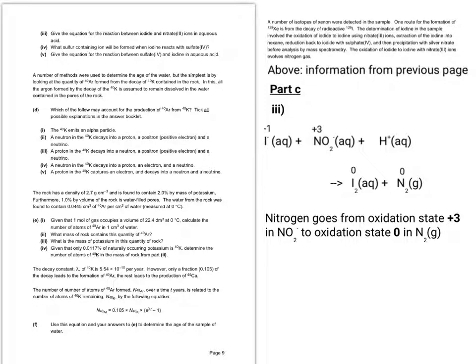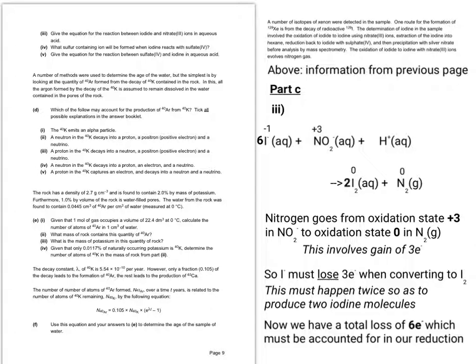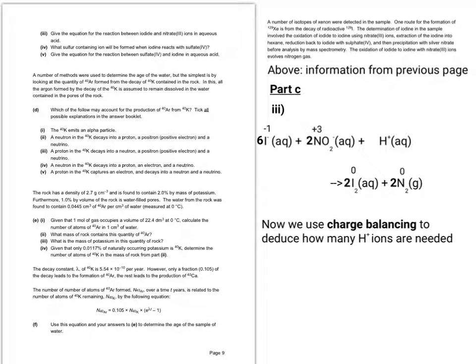So nitrogen goes from oxidation state +3 in NO2 minus to oxidation state 0 in N2, which involves the gain of 3 electrons. So I- must lose 3 electrons when converting to I2. So if you take 3 iodides and you lose 3 electrons from it, you'll get 1.5 I2. So you have to get 2 iodine molecules ideally. So this gives us a total loss of 6 electrons, which must be accounted for in our reduction. In order to do this, we need to double the number of nitrate 3 ions, and in doing so double the number of nitrogens.